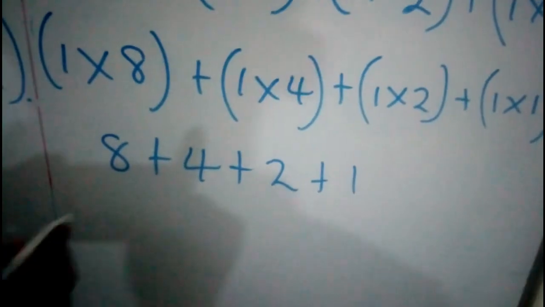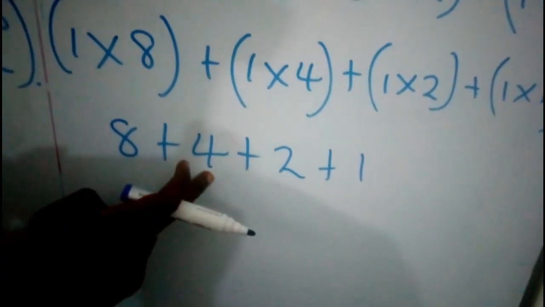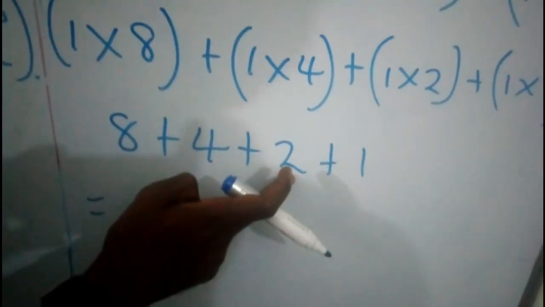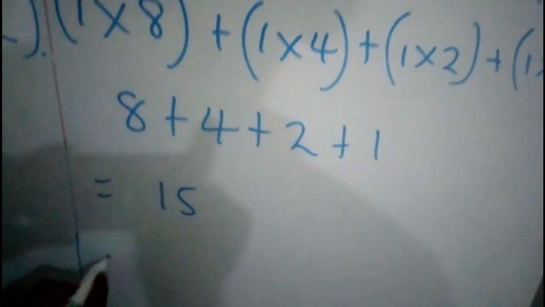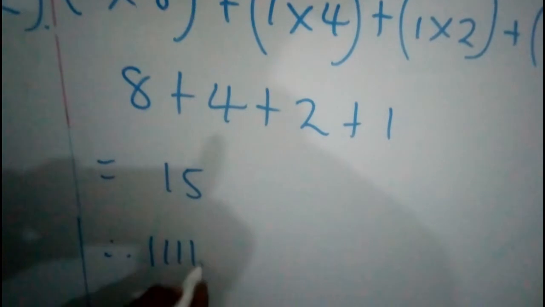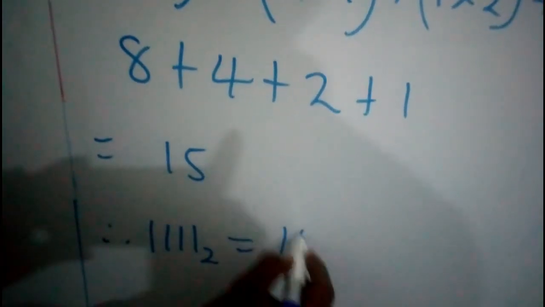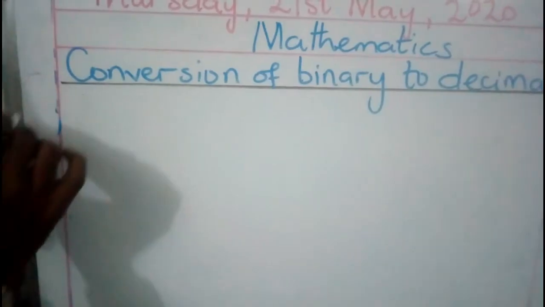Alright? So the next thing is to sum up. 8 plus 4, 12. 12 plus 2, 14. 14 plus 1, 15. So what do you have? Therefore, 1111 base 2 as a decimal is number 15.